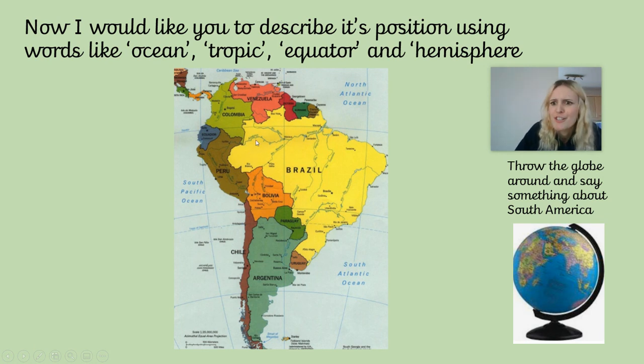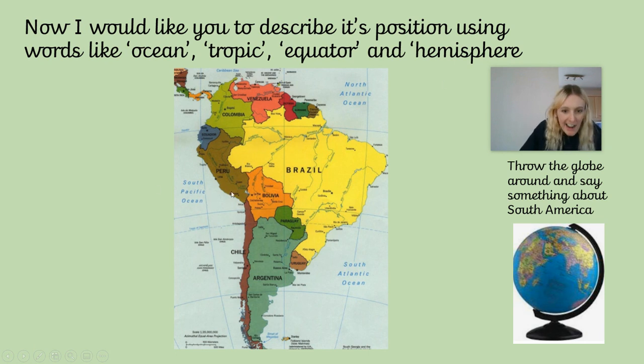Okay, let's have a look at the oceans then. What oceans surround our South American continent? We've got the North Atlantic Ocean and the South Atlantic Ocean. So on the east side of the country, we've got the Atlantic Ocean. On the west side of the country, we have got the Pacific Ocean. So it's surrounded by two major oceans.